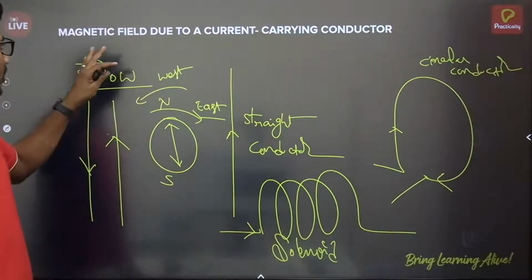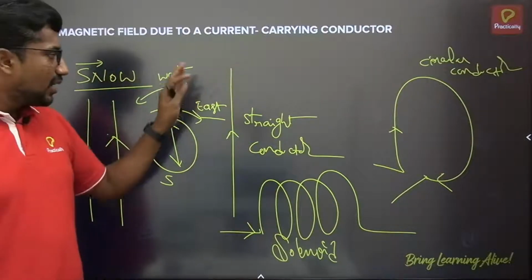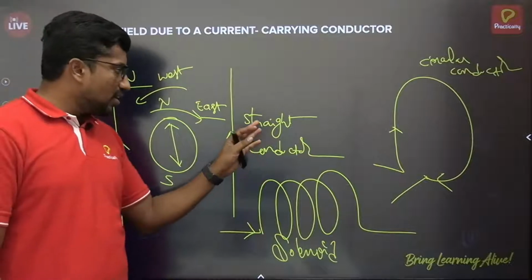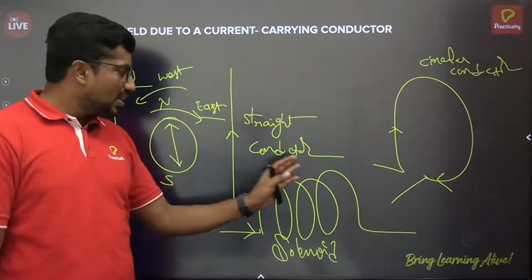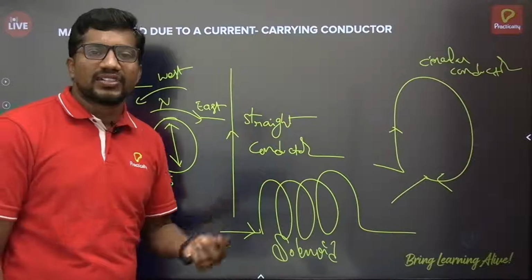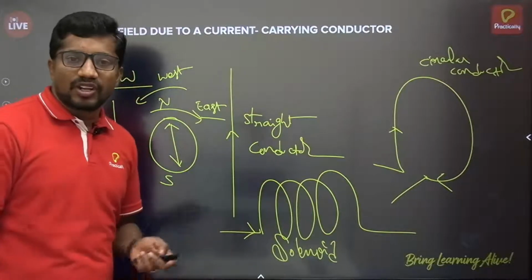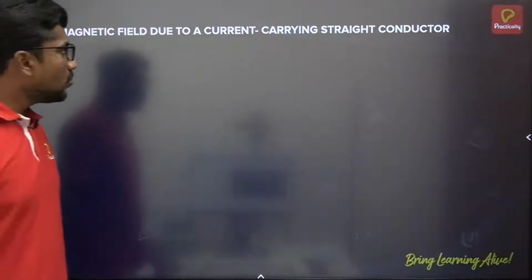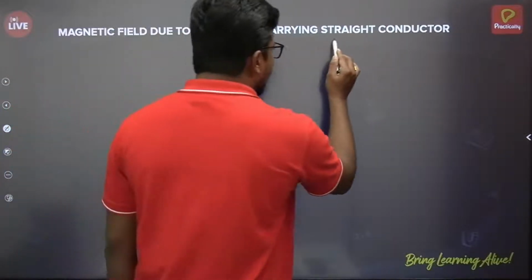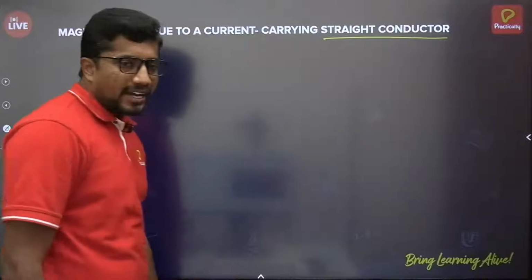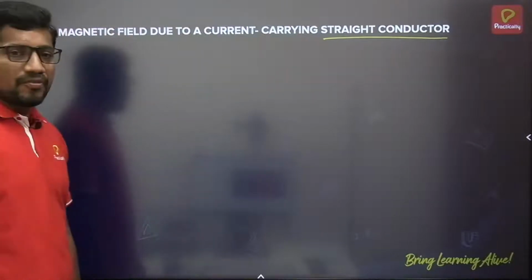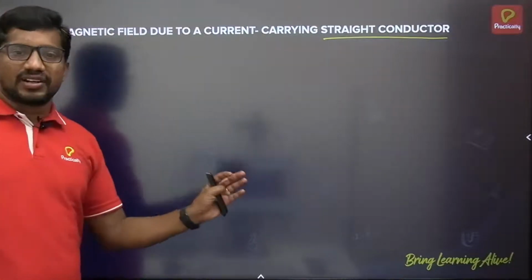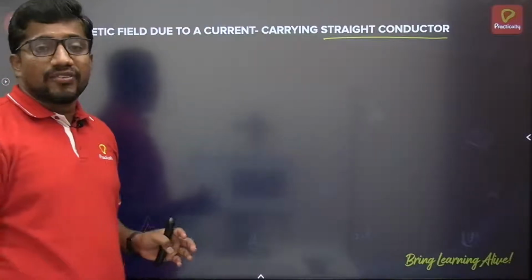All right, so magnetic field due to a current carrying conductor. Now we are going to discuss field lines for a straight conductor, field lines for a circular conductor, and field lines for a solenoid. First one, magnetic field due to a current carrying straight conductor. This can be explained with the help of a simple activity. All these activities are there in the NCERT textbook. While preparing for your exam also, refer to your NCERT textbook. That will be the ultimate resource.